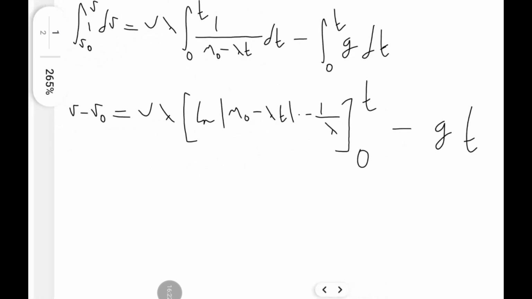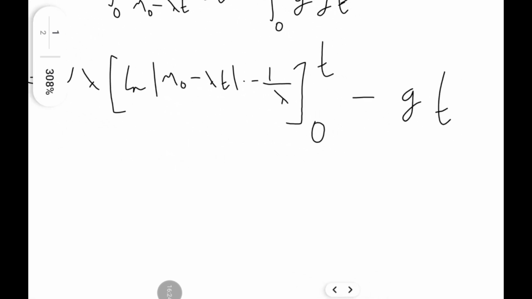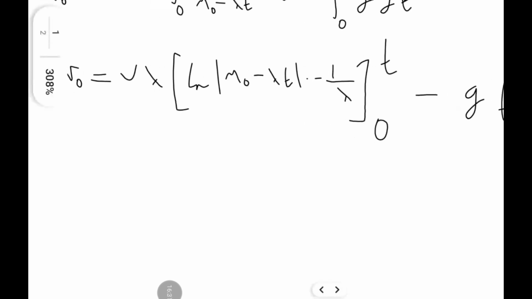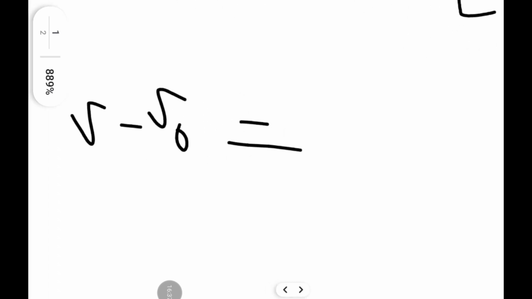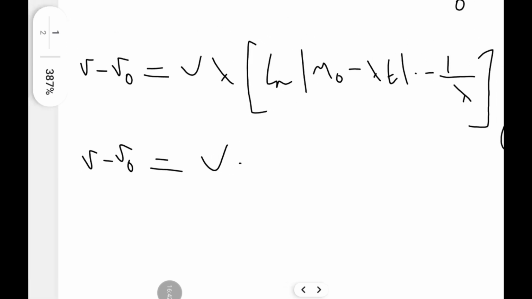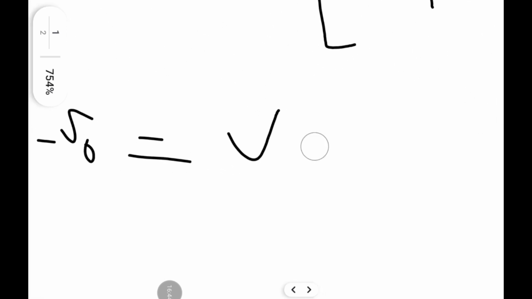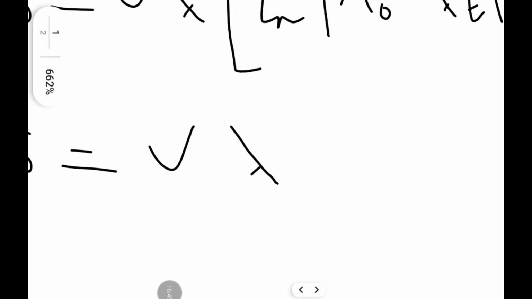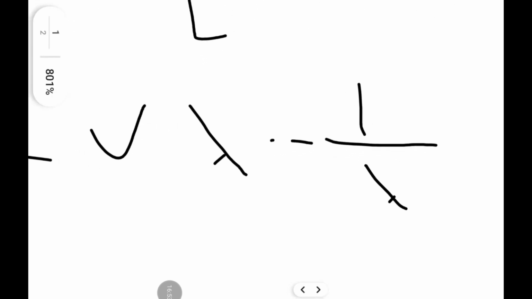So we have it in this format now. Now, what we can do is take that minus lambda over 1 over t, for 1 over lambda can be taken out as a constant. We don't have to keep that in there. So we can turn it into v minus v0 is equal to, and then the lambda can go like this, so it's u lambda, and we take the negative 1 over lambda out, so dot 1 over lambda, like that.